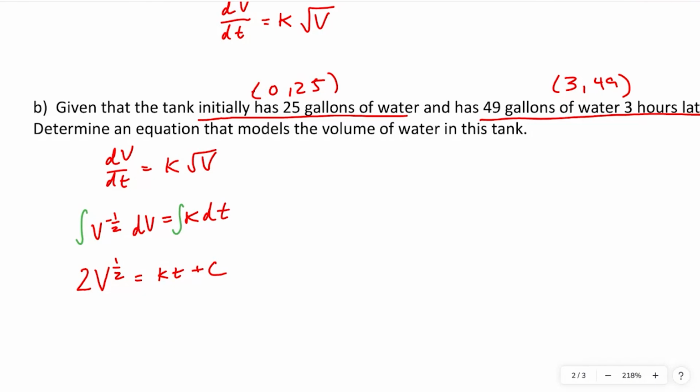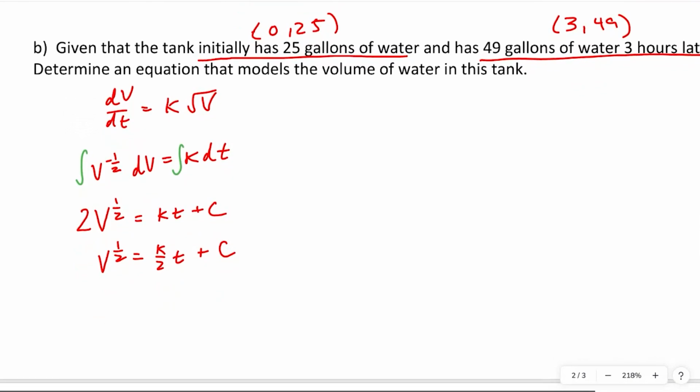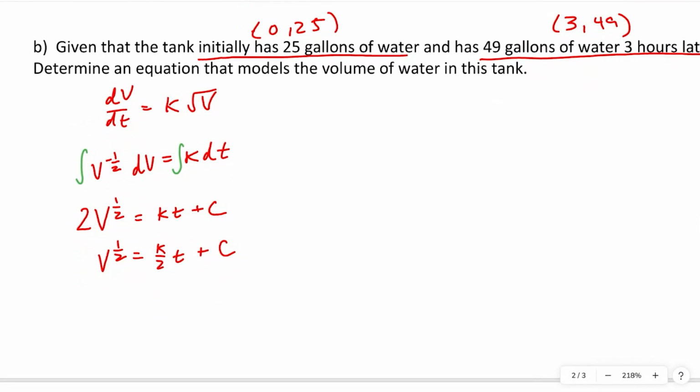Then we could divide both sides by 2. So we get square root of v equals, what would that be? k over 2 t plus c. Now this is probably going to be a good equation to solve for c once we're ready for that, but let's come back to that.